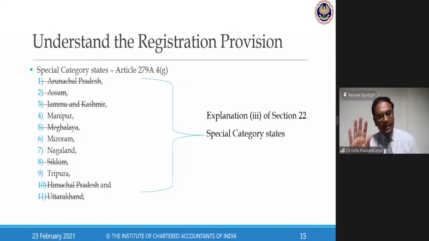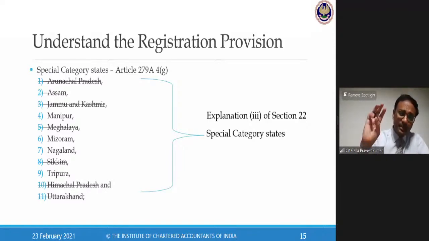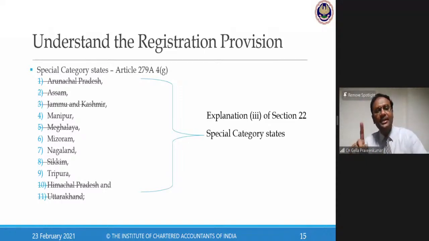So friends, from your examination point of view, whenever we refer to GST law, there are only 4 special category states. What are they? Please make a note in your running notebook: Manipur, Mizoram, Nagaland, Tripura. MTMN. Manipur, Mizoram, Tripura, Nagaland. These are the 4 states. Please keep in mind. Reason: examination.